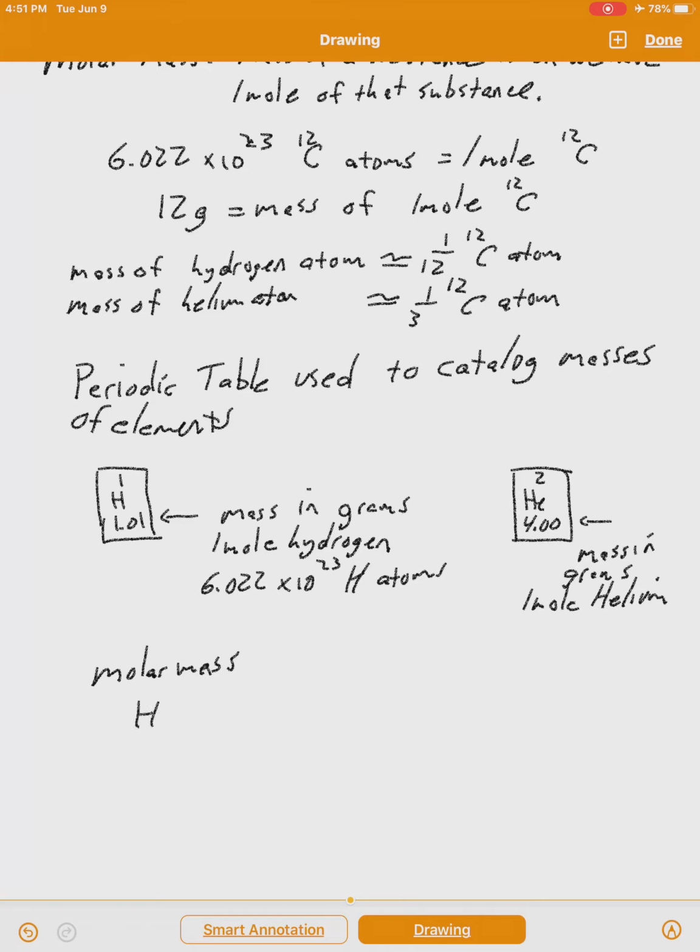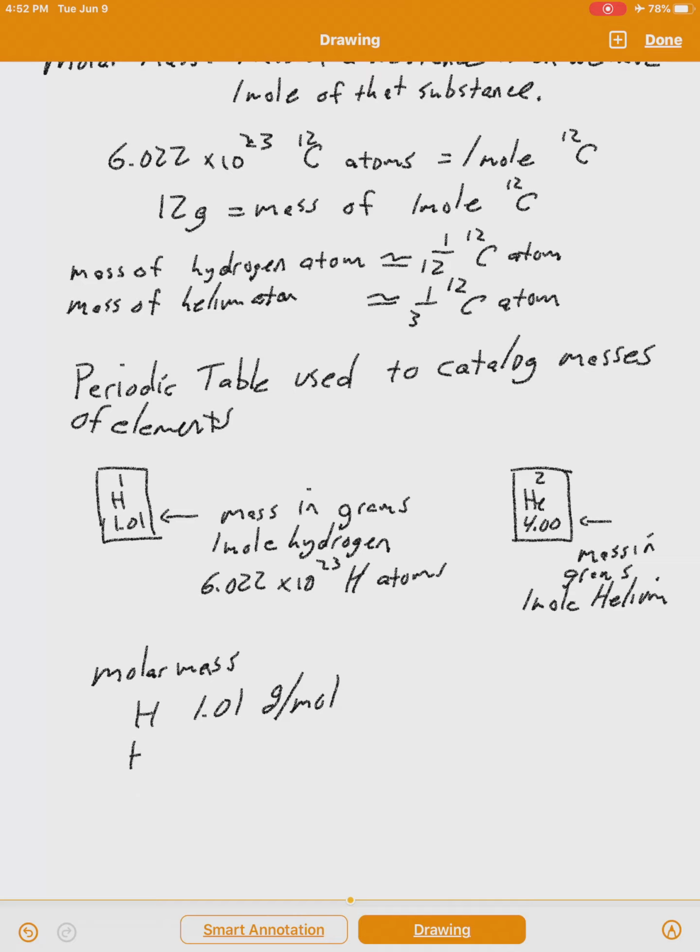So for example, hydrogen, 1.01. Now I'm going to give you your units. Grams per mole. 1.01 grams is the mass of 1 mole of hydrogen. Just like the density of water is 1 gram per milliliter, meaning if you have a milliliter of water, the mass would be a gram. That's the density of water. The molar mass of hydrogen is 1.01 grams per mole, meaning that if you have 1 mole of hydrogen, the mass would be 1 gram. That's 1 mole of hydrogen, atomic hydrogen, not molecular hydrogen.